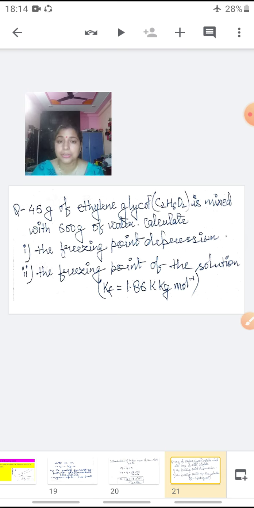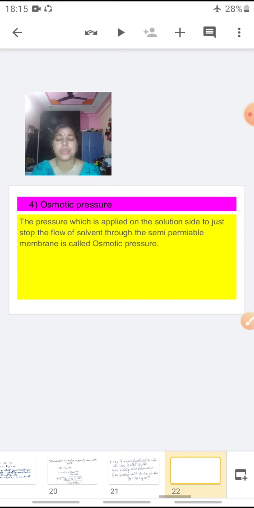Now today only we will start with the fourth colligative property. I'll give you the introduction of the fourth colligative property. So 3 colligative properties we have already done. What were those? The first one was relative lowering in vapor pressure. The second one was elevation in boiling point. The third one that we have done today is the depression in freezing point. And the fourth one that we are starting now is the osmotic pressure.